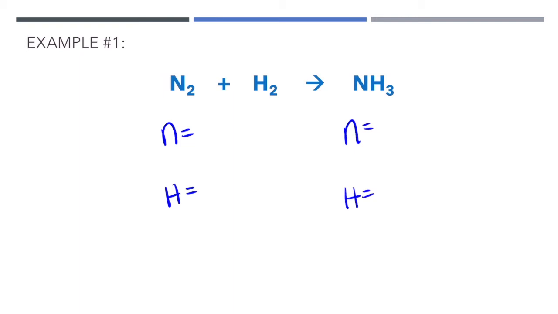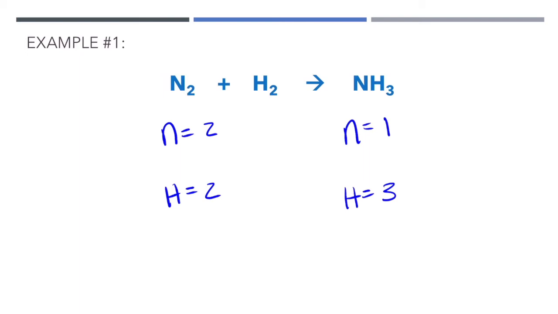And it's really helpful if your list of elements on both sides is in the same order, so that you can just compare right across from one another rather than bouncing around trying to find those numbers. All right, so now the next step is to count all the atoms that I have on either side. So for nitrogen, I have 2 atoms on this side, and I have 2 atoms of hydrogen here. And on the product side, I've got 1 nitrogen and 3 hydrogens. So we can definitely see some imbalance.